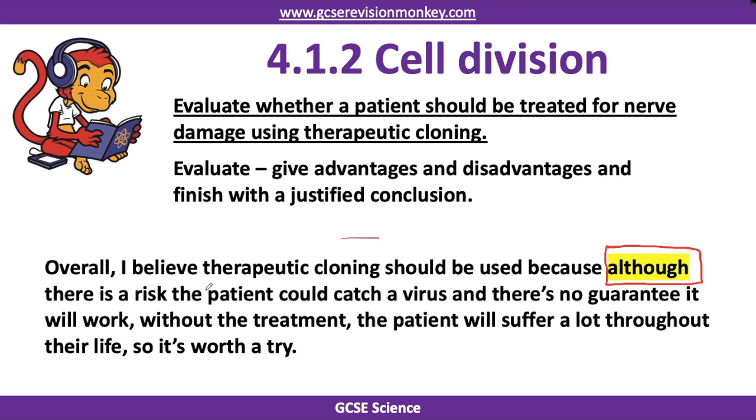Although there is a risk the patient could catch a virus and there's no guarantee it will work, without the treatment, the patient will suffer a lot throughout their life, so it's worth a try. So this is just an example of a justified conclusion. You give your stance whether you are for or against it, so I've said it should be used, and then by justifying you're saying although some of these are the bad things, overall it will be better because.